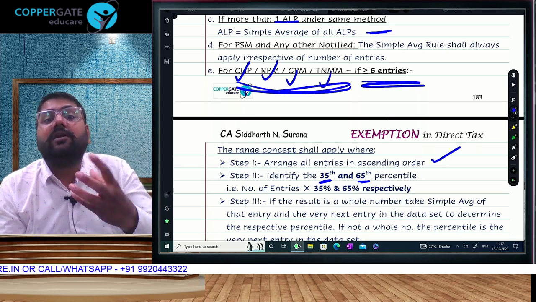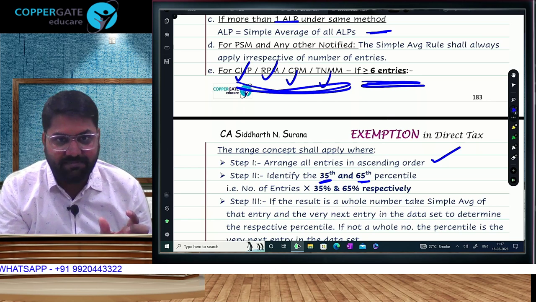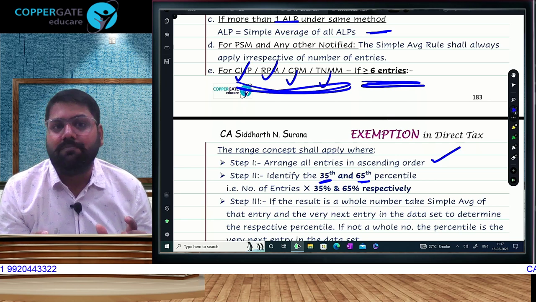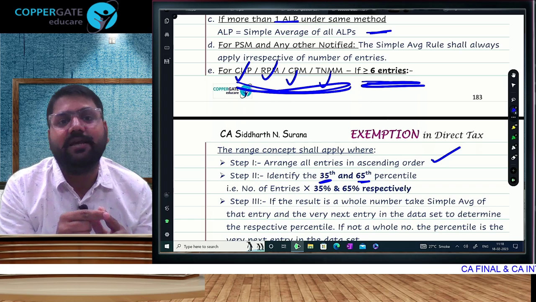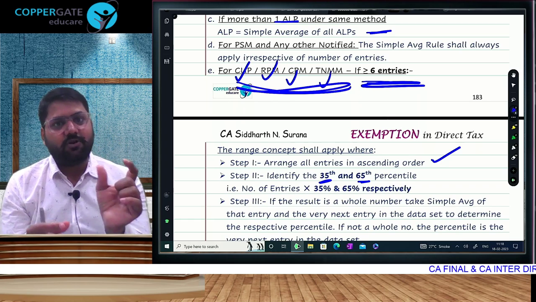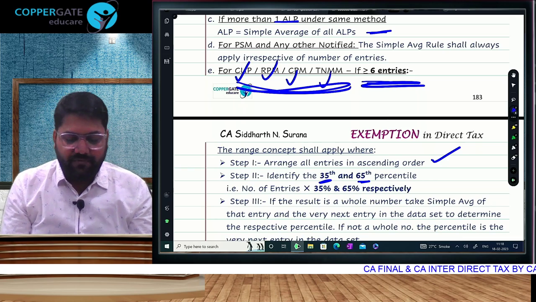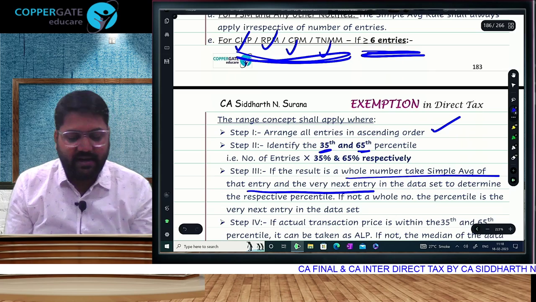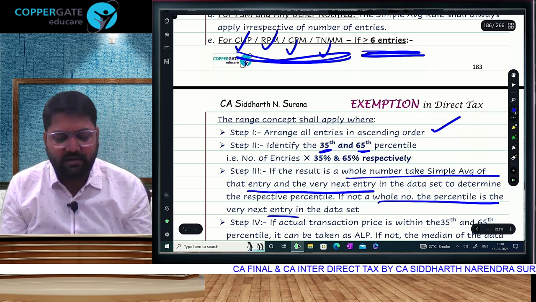But if the total number of entries is 100, then the 35th percentile is entry number 35, and the 65th percentile is entry number 65. They are whole numbers. So what we will do is the simple average of entry number 35 and entry number 36 will be our start of range, and the simple average of entry number 65 and 66 will be the end of range. If it's a whole number, then take the simple average of that entry and the next entry in the data set, and if not a whole number, then the very next entry is the answer.